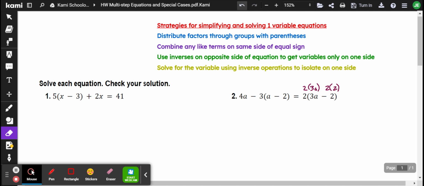So just reviewing our strategies for simplifying and solving one variable equations. First, we're going to look for the distributive factors that need to be multiplied through the groups with parentheses. Then we're going to combine any like terms on the same side of the equal sign. Use inverse operations on opposite sides of the equal sign to get the variable only to one side. And then finally, solve for the variable using inverse operations to isolate on one side of the equation.